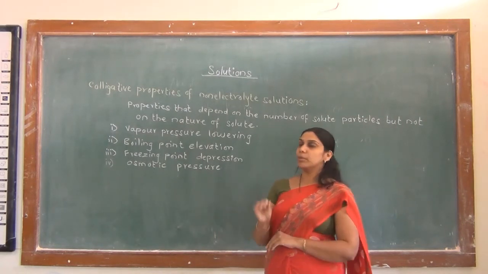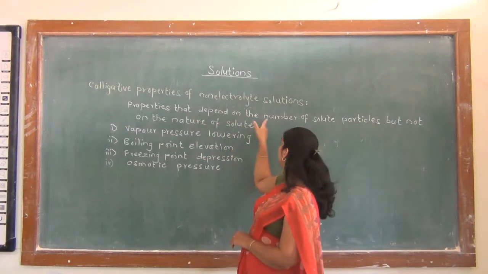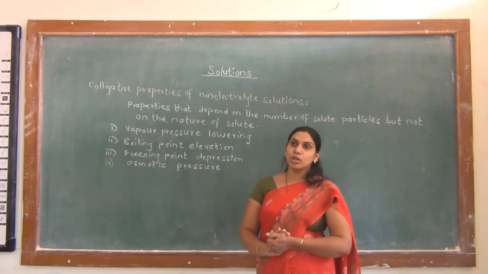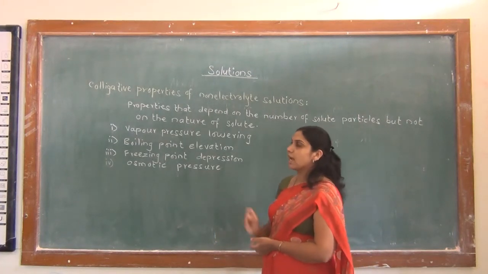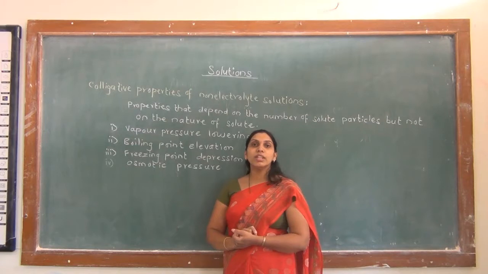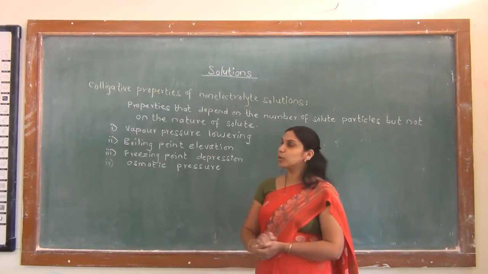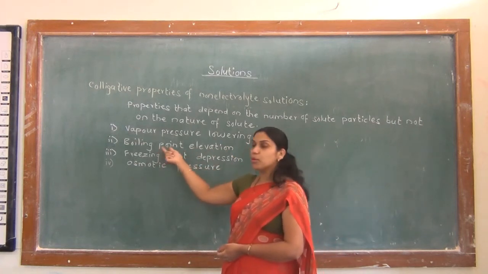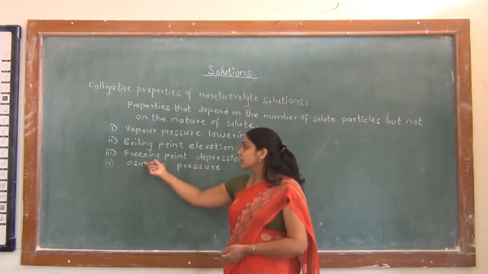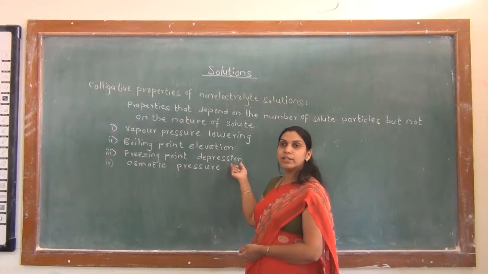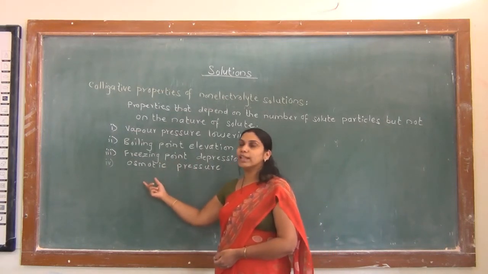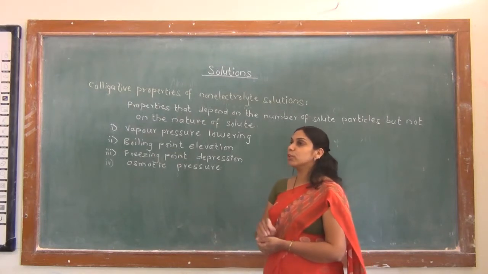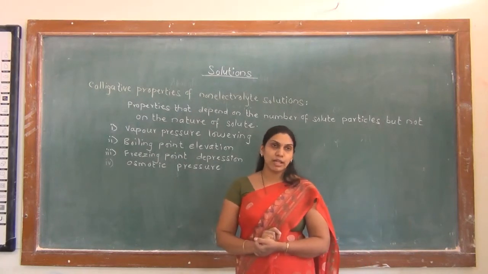But these physical properties depend only on the number of solute particles. These properties are called colligative properties. And in this topic, we are going to study 4 different colligative properties. First is vapor pressure lowering, another is boiling point elevation, the third property is freezing point depression, and the fourth one is osmotic pressure. These are the 4 different colligative properties of a non-electrolyte solution.